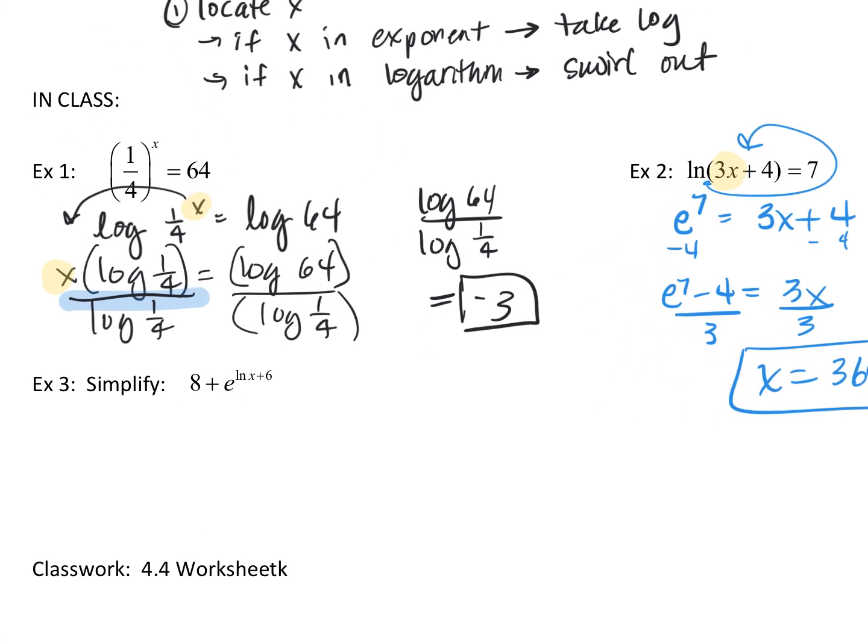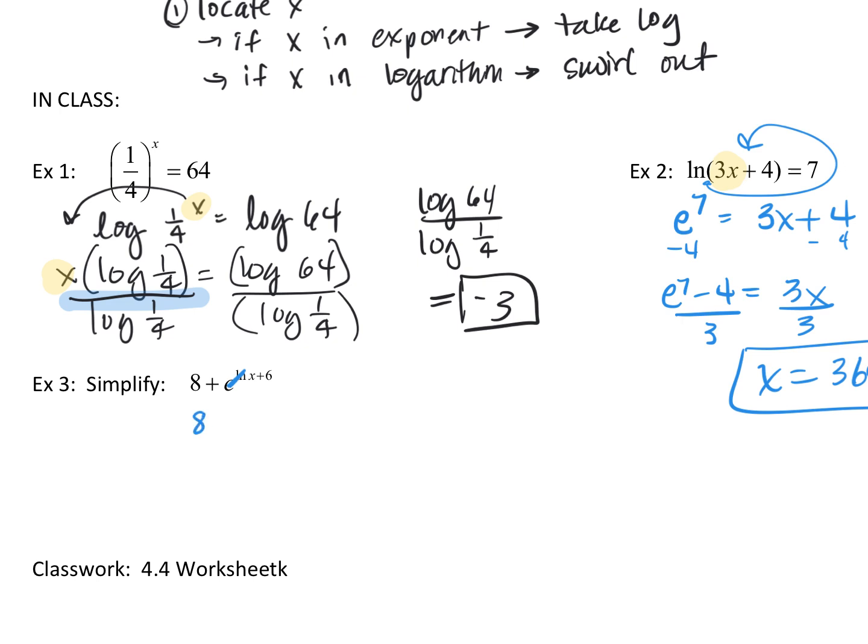Now, look at number 3. This one's weird. You've got 8 plus e raised to the natural log of x plus 6. Any ideas where to start here? What cancels out? The e and the ln. That is a true statement.